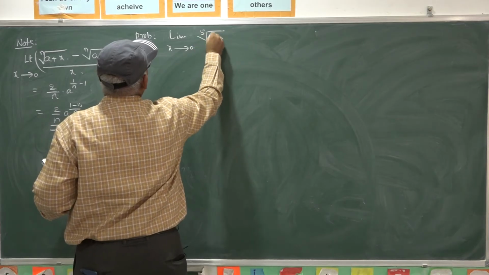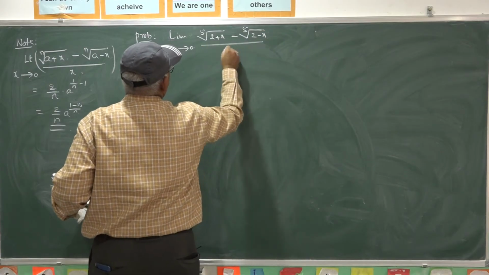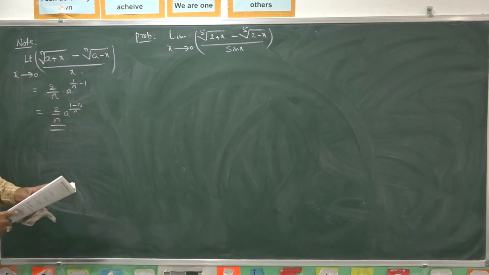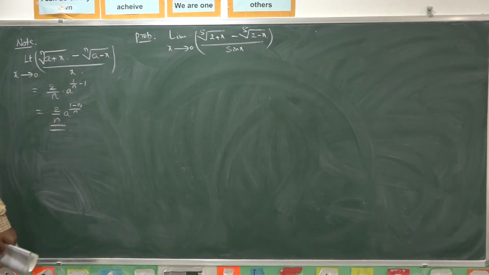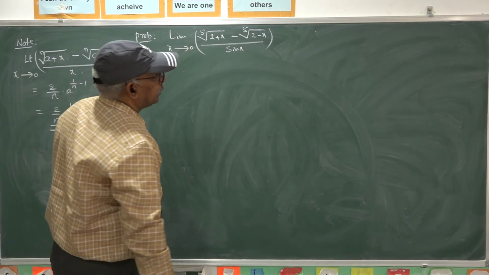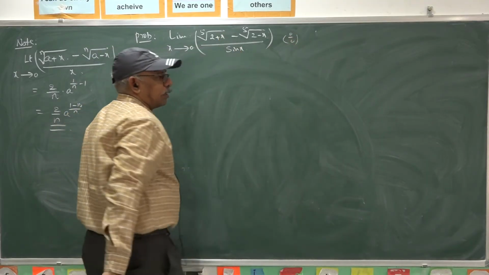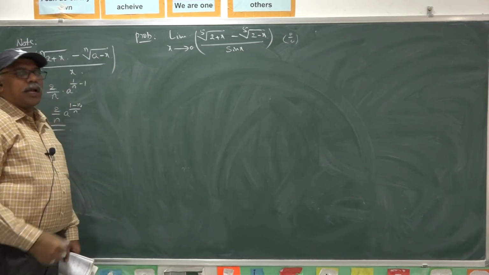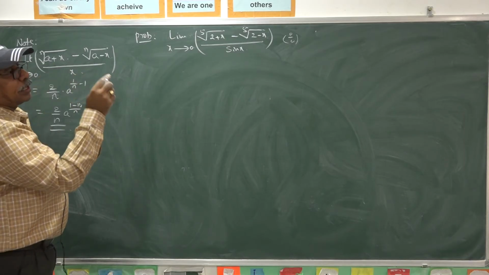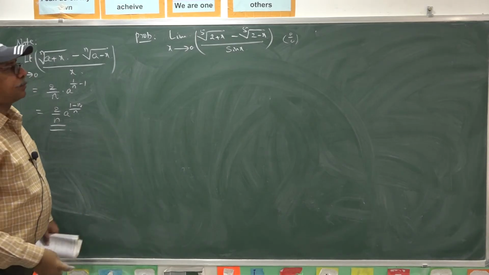Find the limit as x goes to 0 of (fifth root of 2 plus x minus fifth root of 2 minus x) by sin x. As x goes to 0, straight away it takes the indeterminate form, 0 by 0 form. You can observe that one. So, to avoid that 0 by 0 form, you have to modify the given function and reduce that function to the known formulas.